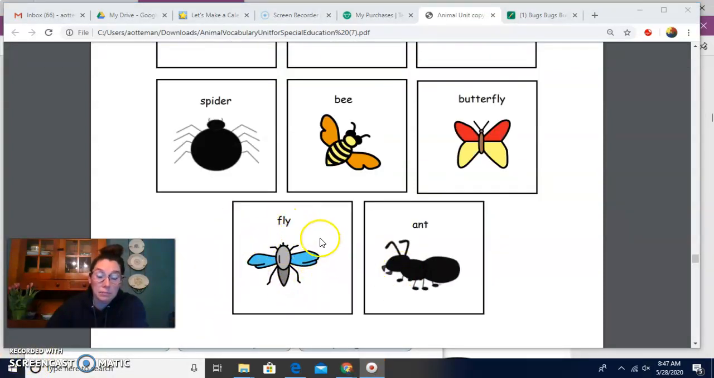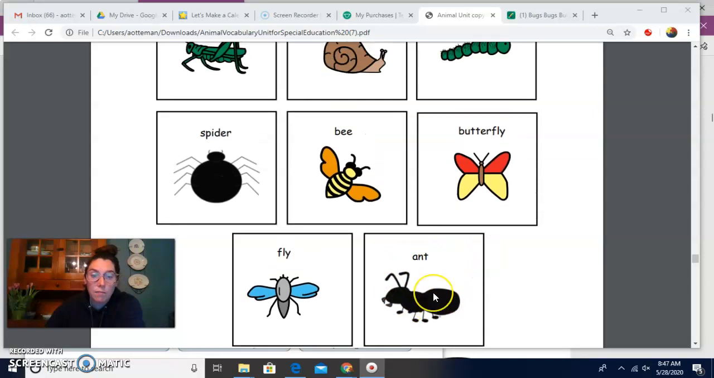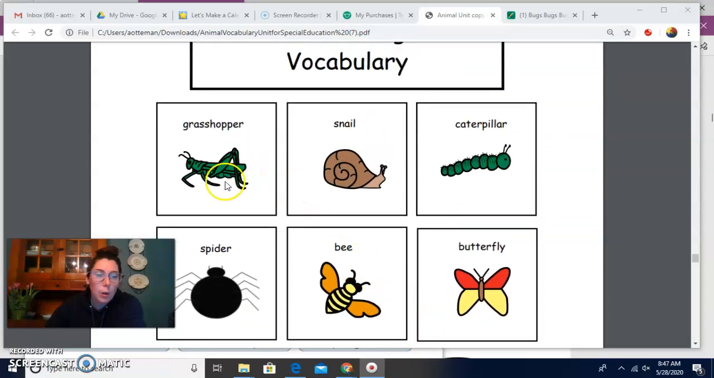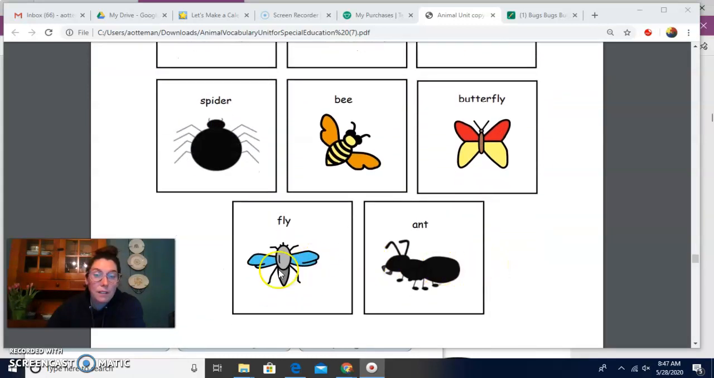This little insect, you might see it flying around. Sometimes it gets in my house. It's a little fly, right? You kind of hear it go bzz right by your ear. That's a fly. And this one we talked about last week when we talked about the picnic. It's an ant, right? Ants go marching. So let's do that quicker. Grasshopper, snail, caterpillar, spider, bee, butterfly, fly, and ant.